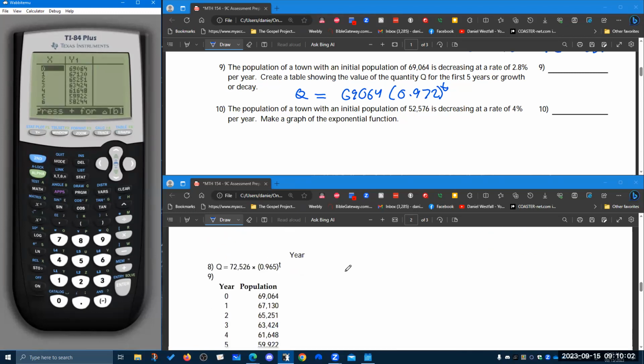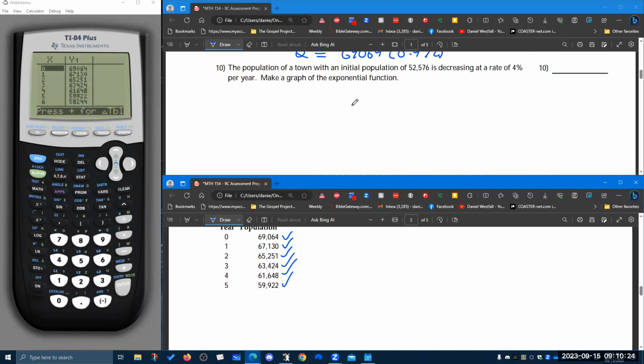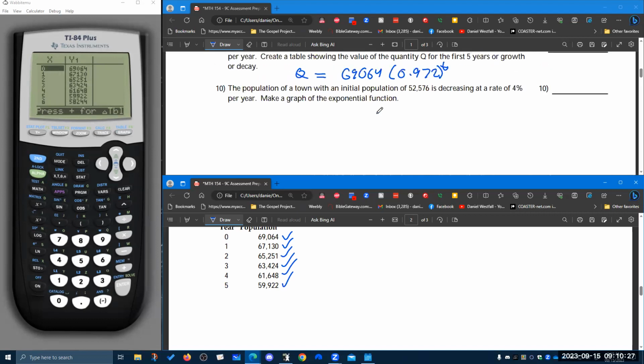Let's look at number 9 here. 69,064, check. 67,130, check. 65,251, check. 63,424, check. 61,648, check. 59,922, check. I think this is, yep, this is the last problem here.